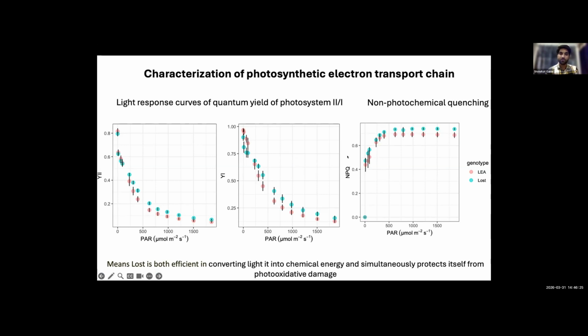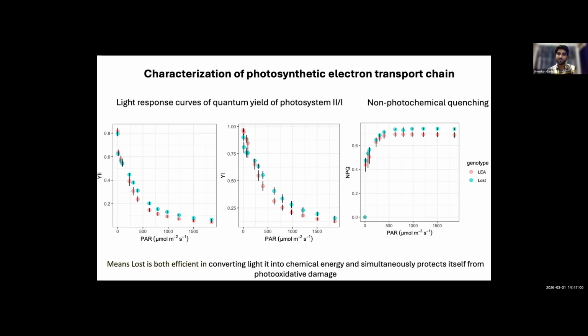The non-photochemical quenching results were a bit counterintuitive, because non-photochemical quenching is when the plant dissipates the excess energy in the form of heat. So you would expect that if you have higher yield, higher efficiency to convert the light energy into chemical energy, the NPQ should be lesser. It should be dissipating less energy, wasting less energy.